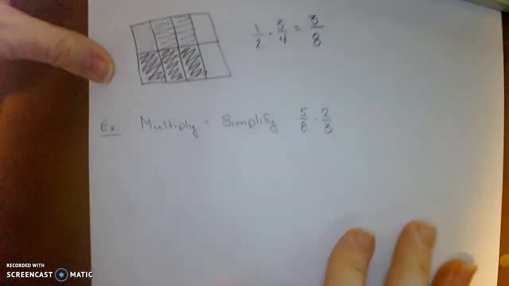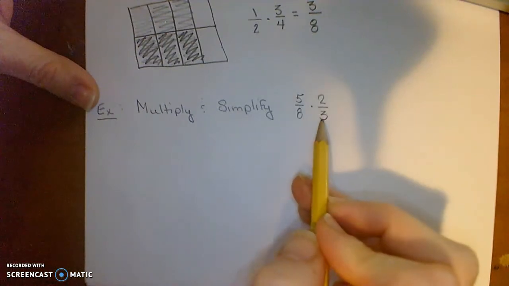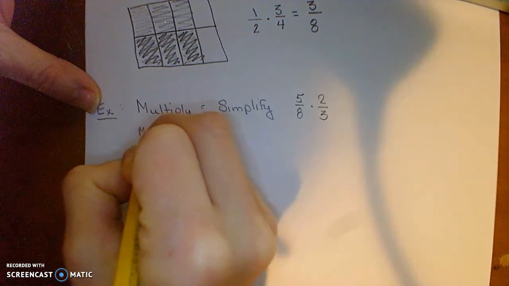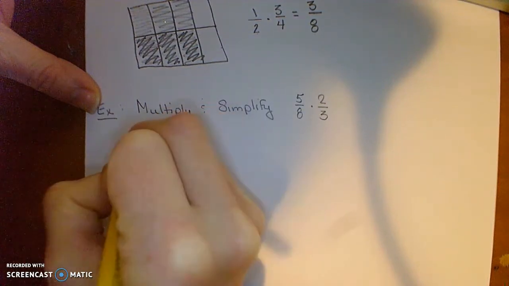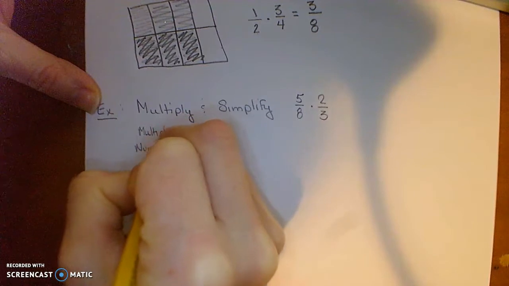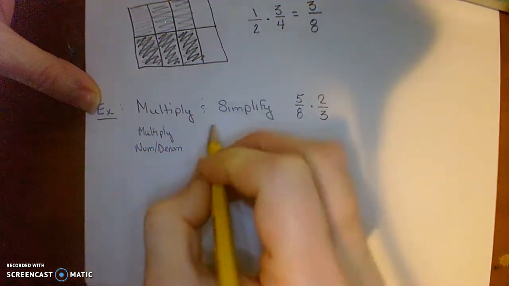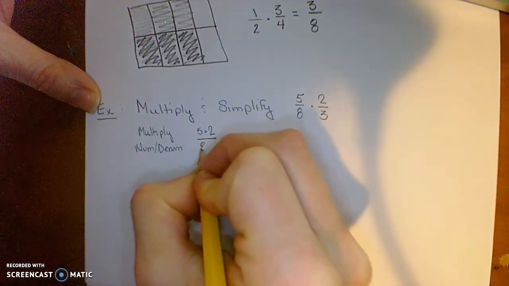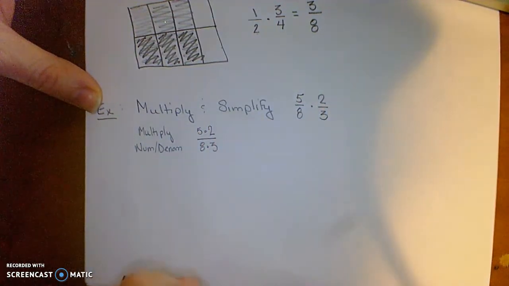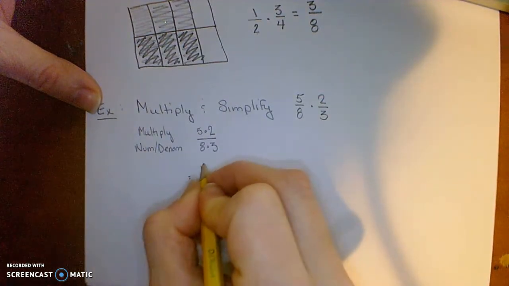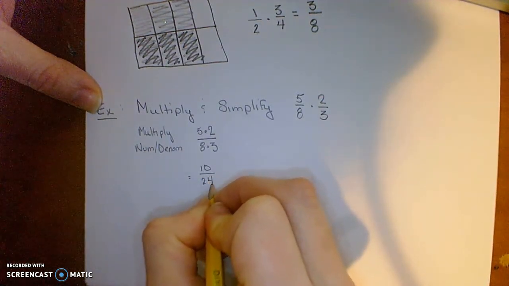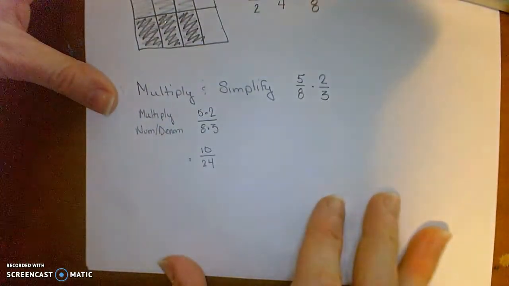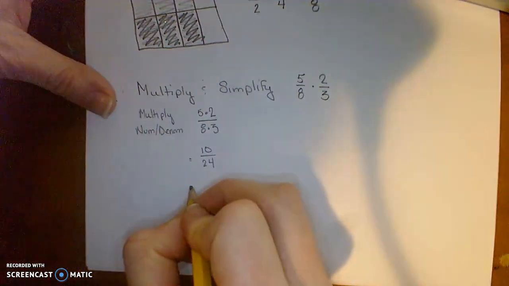And I'm going to do this example in 2 ways. 5/8 times 2/3. So let's first multiply the numerators and denominators. So 5 times 2 is my new numerator, and 8 times 3 is my new denominator. 5 times 2 is 10, 8 times 3 is 24. But now you notice, oh, this fraction is not reduced.